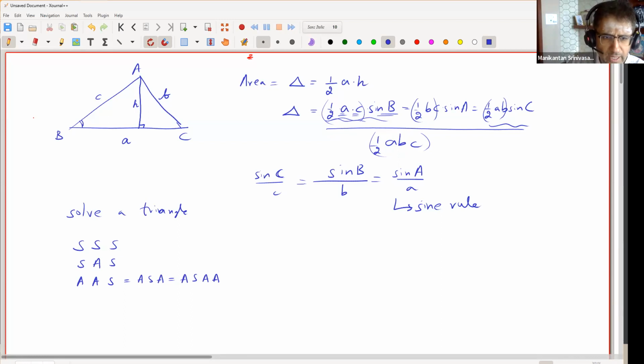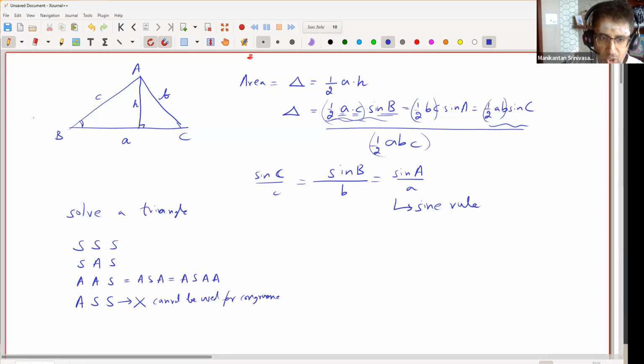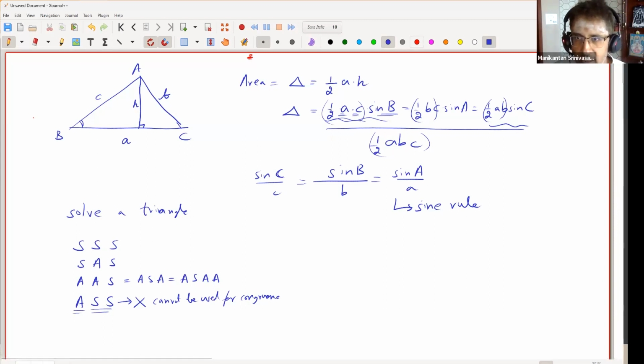What is not allowed is ASS. ASS is not used for congruence, cannot be used for congruence. Okay, so why is that? If I have two sides and a non-included angle, I cannot uniquely determine the triangle. So why is that? Let's take an example.